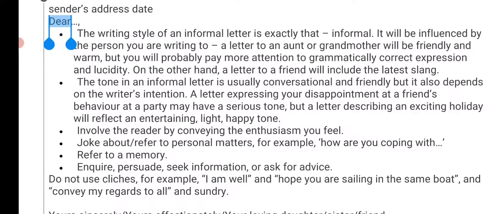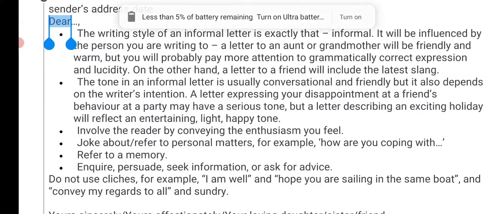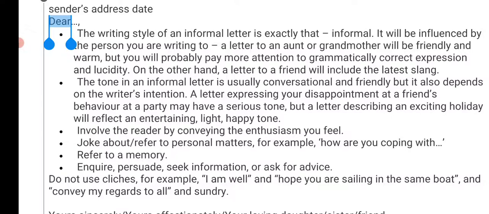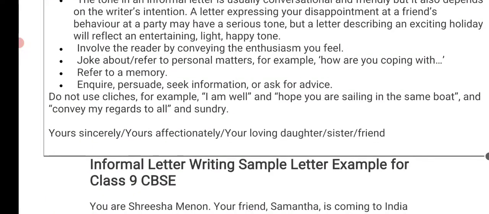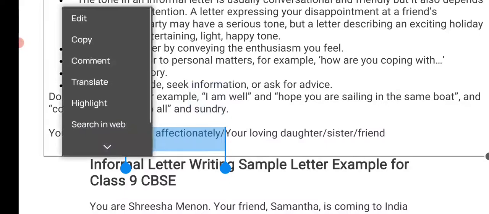In informal letters you can express your disappointment. You can talk about a party, you can have a serious tone, you can talk about anything, right? You can talk about a holiday, a joke, a memory, whatever, right? And at the end of your letter, you can always give a concluding part if you want to. Then you have to wind up your letter. You have to sign off your letter by writing yours. I would recommend that you write yours affectionately, or yours lovingly, your loving daughter, sister.